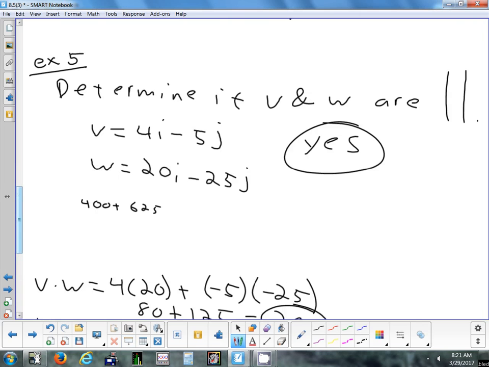Another way to look at it, if you think of it in terms of a line, it's almost like asking if the point, think of both of these vectors starting from the origin. If you found the slope of the line that went through the point 0, 0, and 4, negative 5, and then you found the slope of the line that went through 0, 0, and then 20, comma, negative 25, they would come out the same. If you thought of V and W as coordinates and not vectors, both going through the origin.